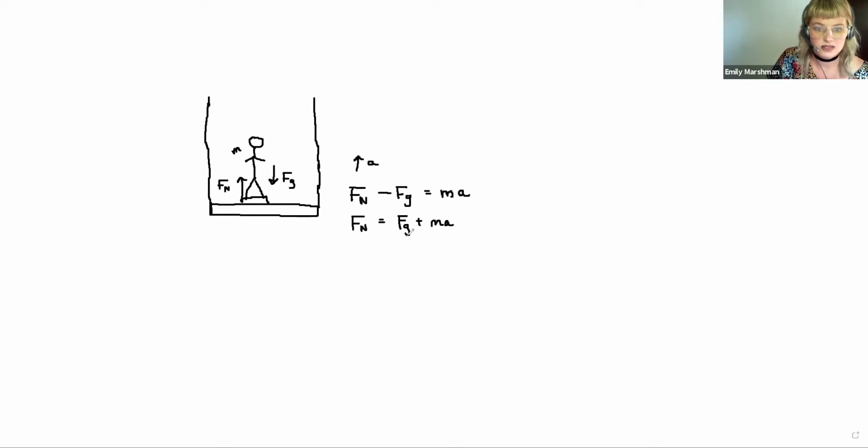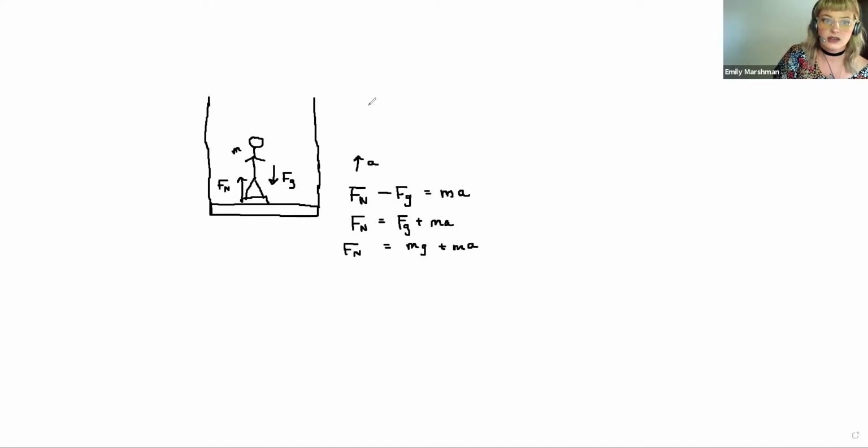So the normal force, and I'm going to write the force of gravity equal to mg. That's your weight. So the normal force when you're accelerating upward in the elevator is actually greater than your weight. The normal force has to take into account your weight plus the fact that the elevator is accelerating upward. So the normal force is larger than your weight and you feel heavier. And the scale would actually read heavier.